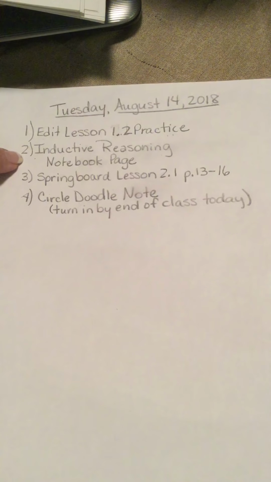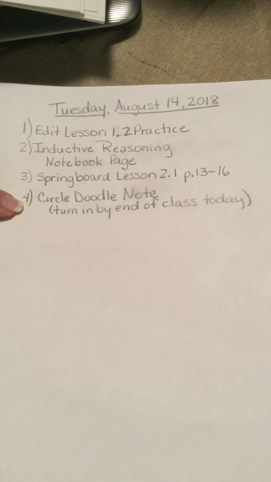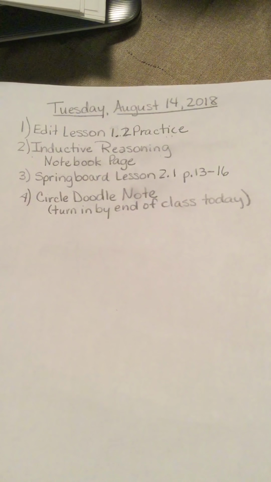So we're going to do a page in the notebook on inductive reasoning, and then we're going to do the lesson from the Springboard book on inductive reasoning, lesson 2.1. So we'll start with our notebook, and then after we're finished with the lesson, you'll have plenty of time left, and the substitute will have for you what we call a doodle note, which is just a page for you to practice the circle vocabulary that we worked on yesterday. And the notes are really clear on there. Just follow the to-do list on the circle vocabulary and turn that in by the end of class today, and you'll have plenty of time to get this all done today during class.